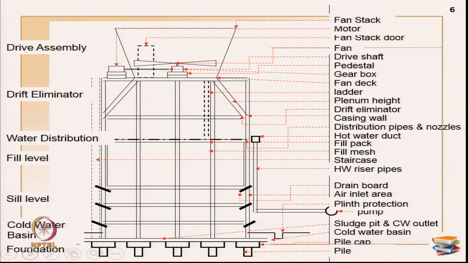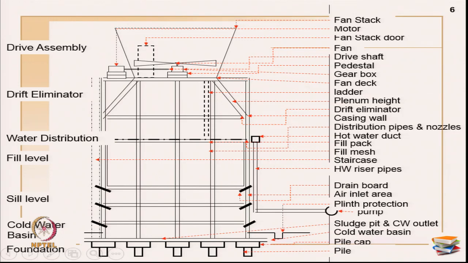Now, the cross sectional details of this induced draft cooling tower are given here. I think many of you know what a cooling tower is. It is primarily a part of a power plant project in order to cool the water which comes from the turbines. Okay, so, what are the levels? Primarily it has several levels: drive assembly, drift eliminator, water distribution, fill level, sill level, cold water basin, foundations and so on.